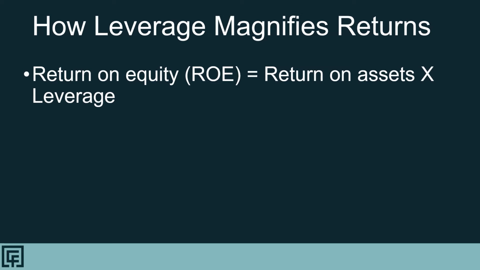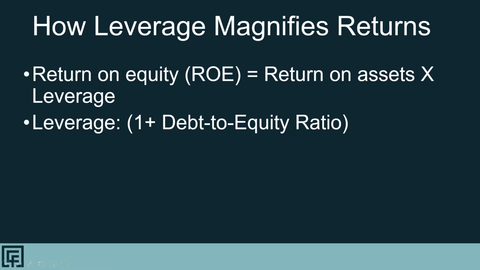Those two returns are related. Return on equity is equal to return on assets times leverage. So that first formula leads us to ask, what's leverage and how do you measure it? Leverage refers to how much debt you have. In the ROE equation, leverage is measured as 1 plus the debt to equity ratio.